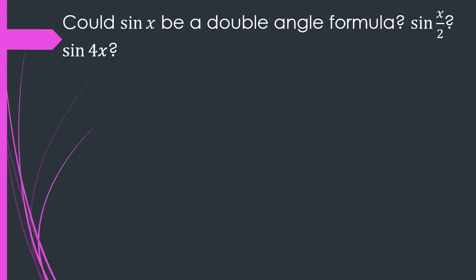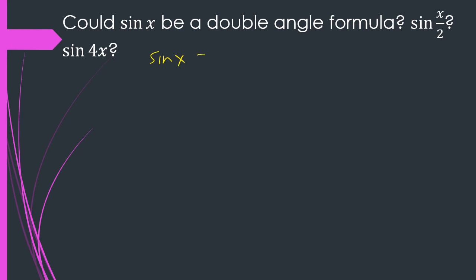The last thing is more of just like a thought experiment. Could sine x be a double angle formula? We've already kind of encountered this in previous lessons. What about sine x over 2 or sine 4x or really anything? The answer is yes, anything could actually be a double angle formula. Something times 2, for sure you could do that. So let's try.